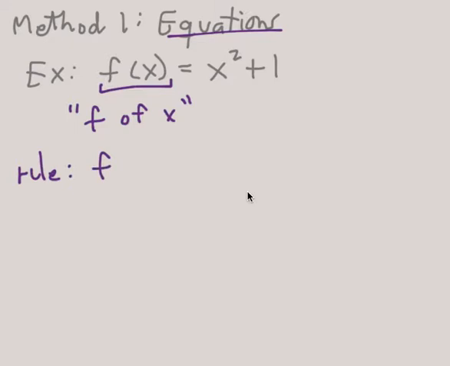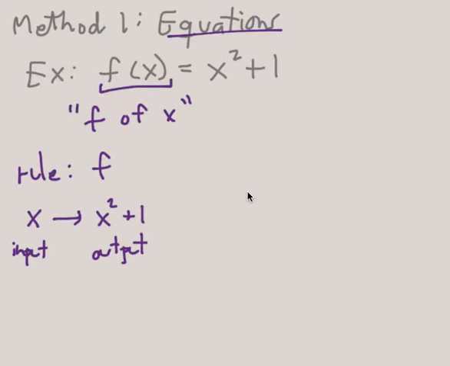And what it does is it takes every x value, that's the input, and then it sends it to an output value that is x squared plus 1. Whatever that value is, it's called the output. Okay. So let's do a few examples here and use this notation.